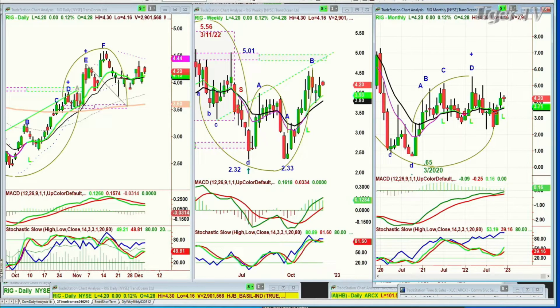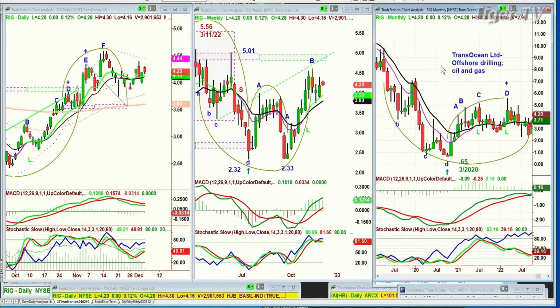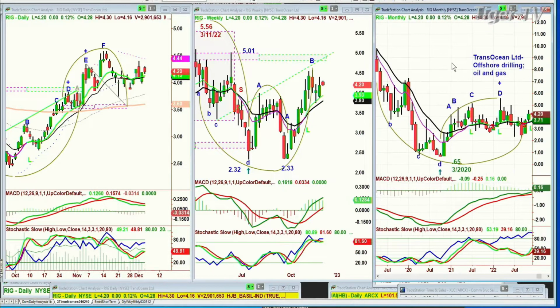Rig is Transocean, and Transocean is there. I know I've got it typed in because we've owned this periodically. Transocean, offshore drilling, oil and gas. Yeah, it's the same pattern. You see, there's this digestive phase right now, and the digestive phase says you don't have to break down or anything like that. You could pull back.